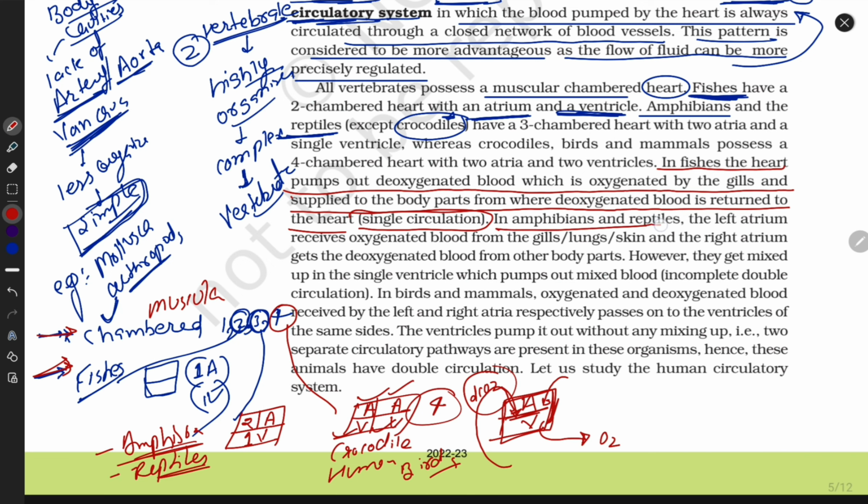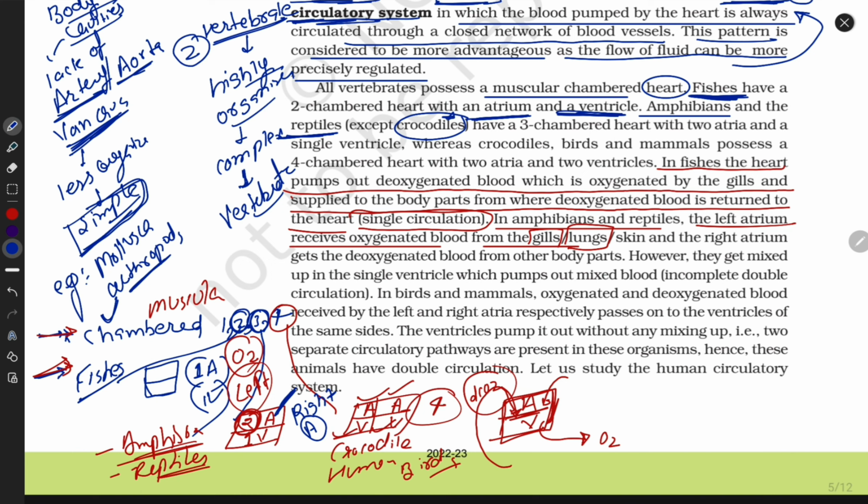In amphibians and reptiles, the left atrium receives oxygenated blood. The left atrium, what do they receive? They receive oxygenated blood from the gills, if they have gills, and if they have lungs, then they collect oxygenated blood from the lungs. And deoxygenated blood is carried by the right atrium. So this is the mechanism in amphibians.